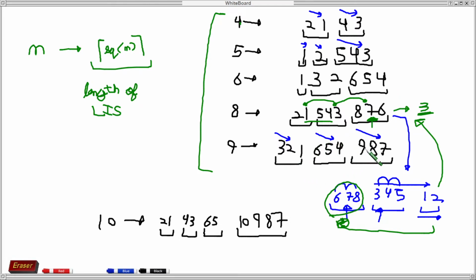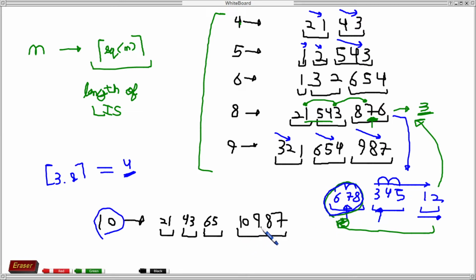Now after that, we can simplify it further. Let's say we want to find it for 10. If n equals 10, then the square root of n will be 3 point something, and after rounding up we will get 4. So we have to form four groups. We can take the last group. We only need one group to give us the LIS.